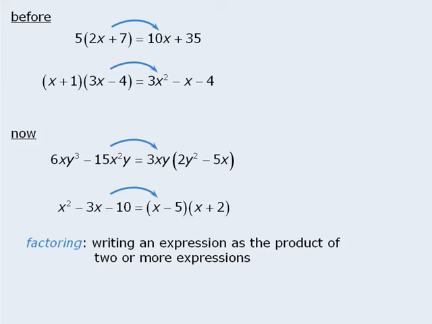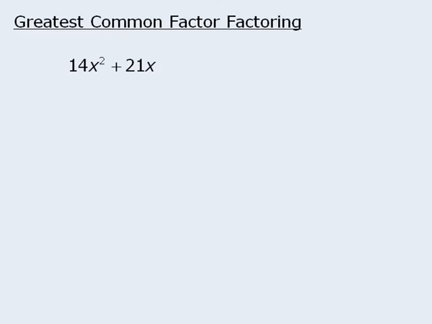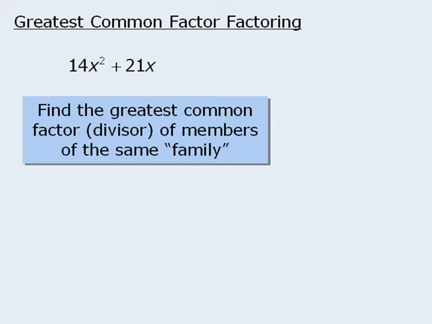Now we're going to study three primary types of factoring, the first of which is called greatest common factor or greatest common divisor factoring. Here's how it works. We first want to find the greatest common factor or greatest common divisor of all of the terms in an expression. To do this, we will examine members of the same family. So beginning with the coefficients, we have 14 and 21, and here the greatest common factor is 7.